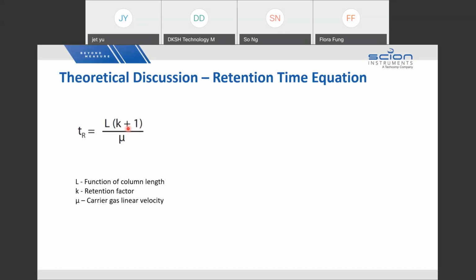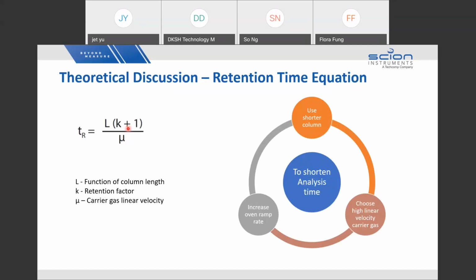Okay, so another one is the carrier gas. This is also one of the key issues. The carrier gas is the mobile phase. Whether you choose a faster carrier gas or a slower carrier gas, it is directly linked to the total analysis time. Later on, we will cover each of these factors.